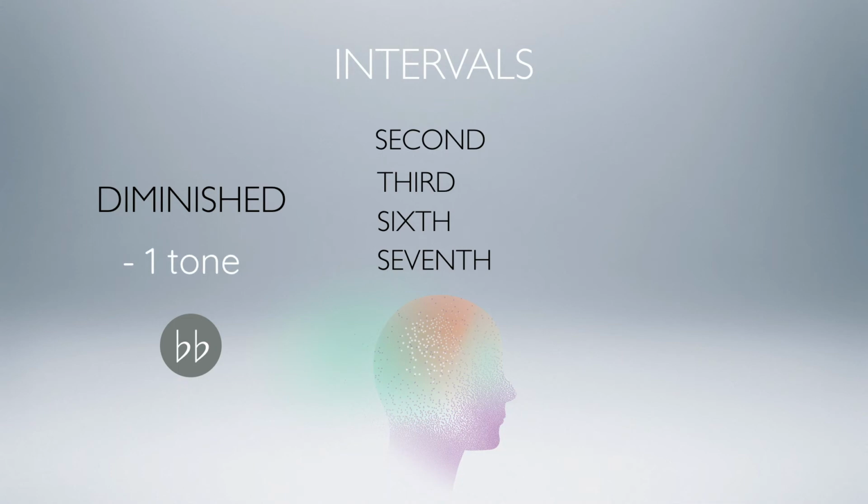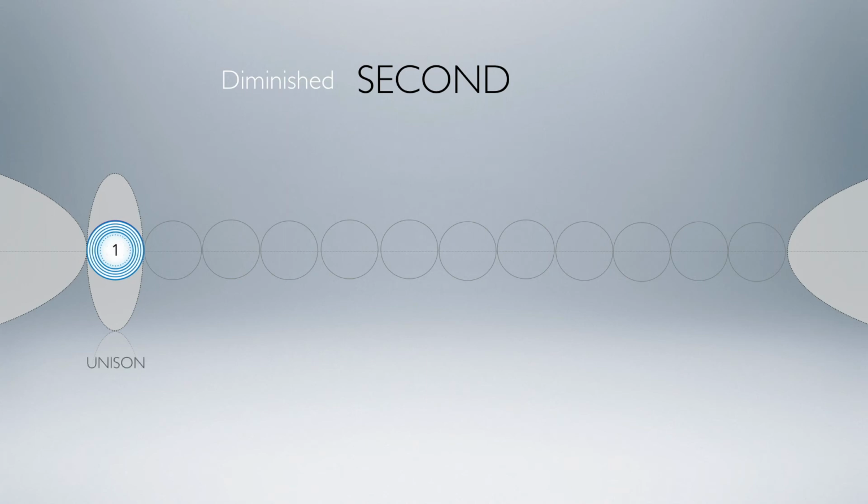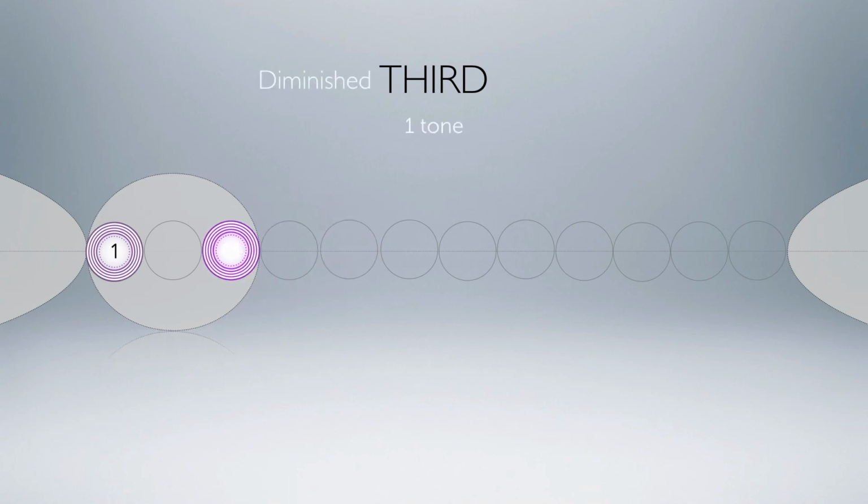Therefore, a diminished second is a diminished major second and corresponds to the interval that we call unison. When two instruments play the same note at an identical pitch, we say that they are playing in unison. A diminished third corresponds to a diminished major third and corresponds to the interval of the major second. Be careful! Do not confuse a diminished third with a minor third.